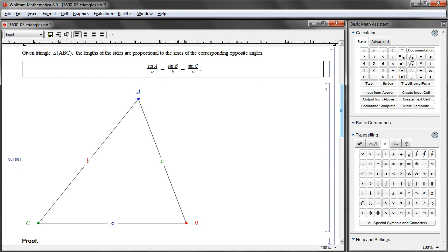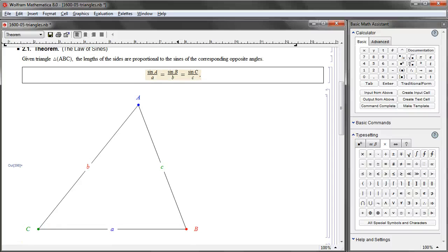Alright, and let's suppose we have triangle ABC, and we say capital A, capital B, capital C correspond to the size of the internal angles, and small a, small b, and small c are the lengths of their opposite sides. Now, how do we prove the law of sines, which goes like this? Sine of capital A over small a is equal to sine of capital B over small b is equal to sine of capital C over small c.